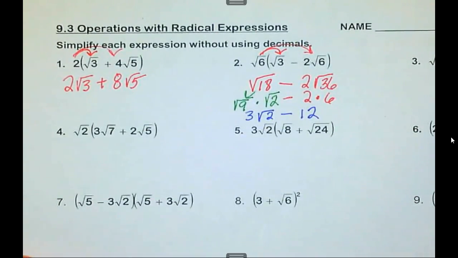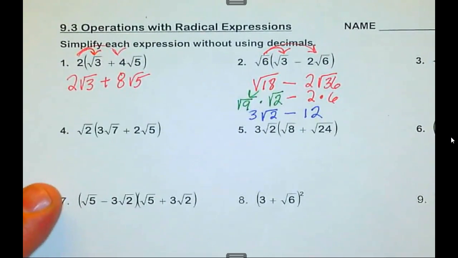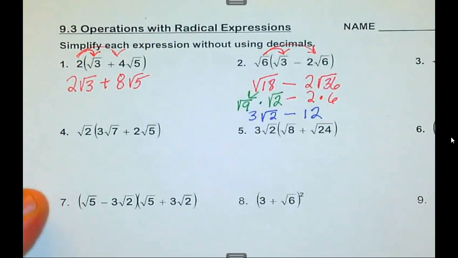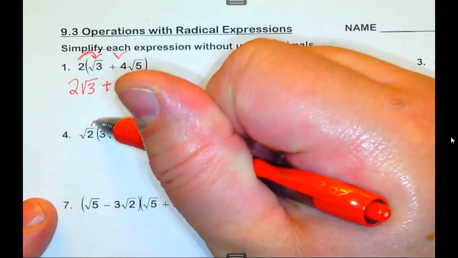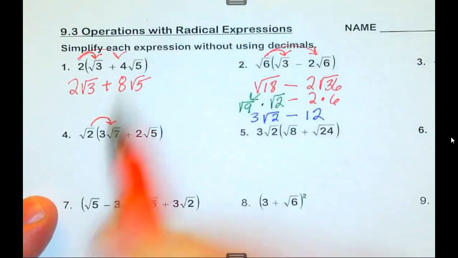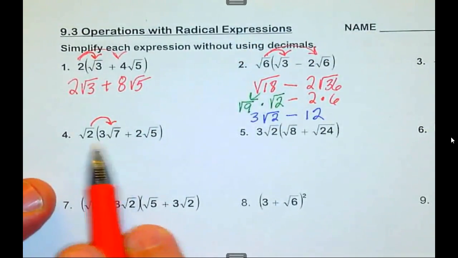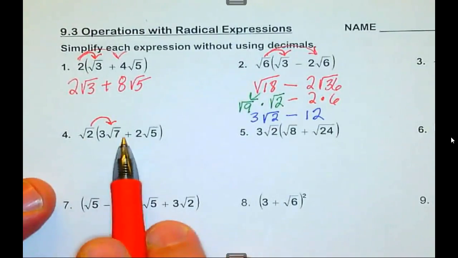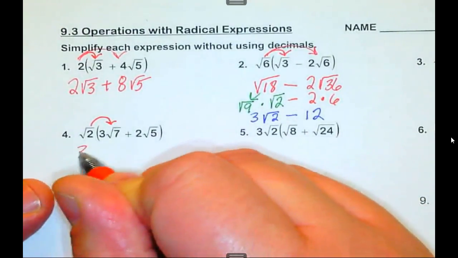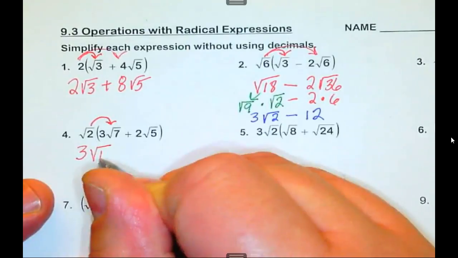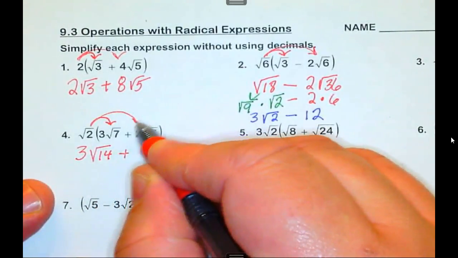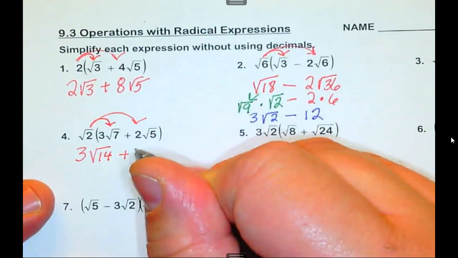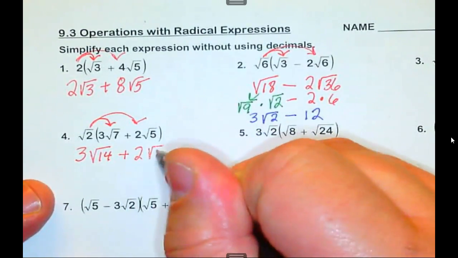So number 3 is just like that. Let's do number 4. I have to distribute the radical 2. Radical 2 times 3 radical 7. I can only multiply the numbers underneath the radical. So I have 3 radical 14 plus radical 2 times 2 radical 5 is 2 radical 10.